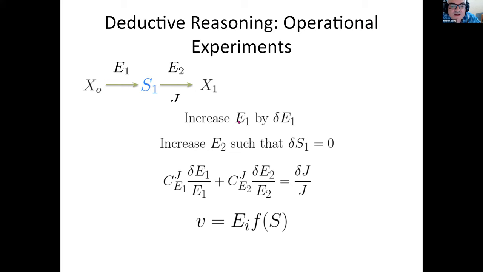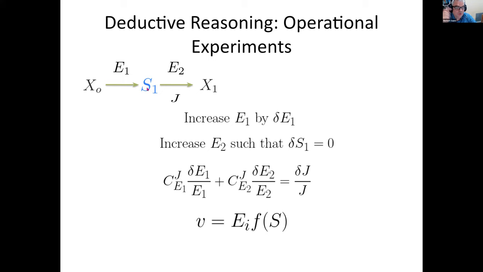Let's increase E1 by delta E1. I'm going to increase it by some small amount. And what will happen to the steady state? Well, S1 will go up and J will go up. So if you did this simulation, you'd observe S1 going up and J going up. What I'm going to do now is increase E2 slowly until S1 is brought back to where it was before.